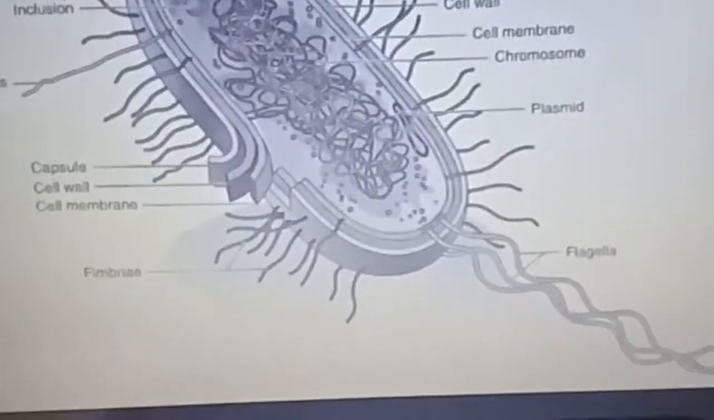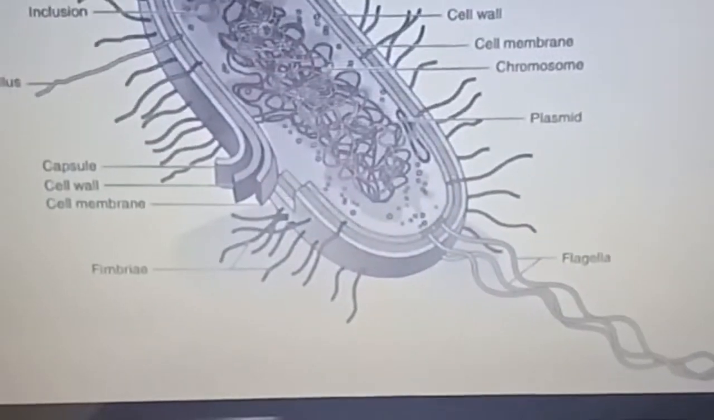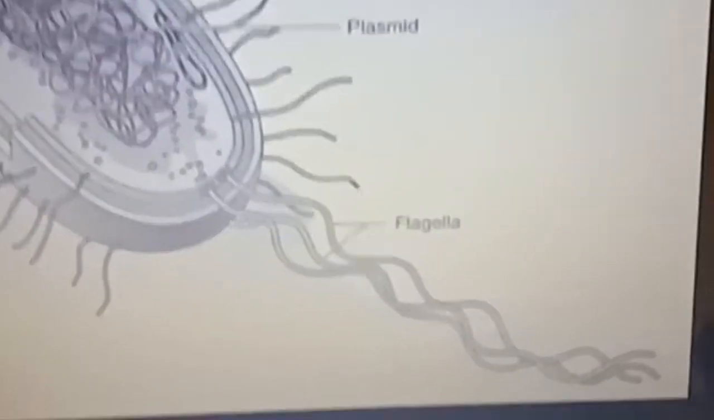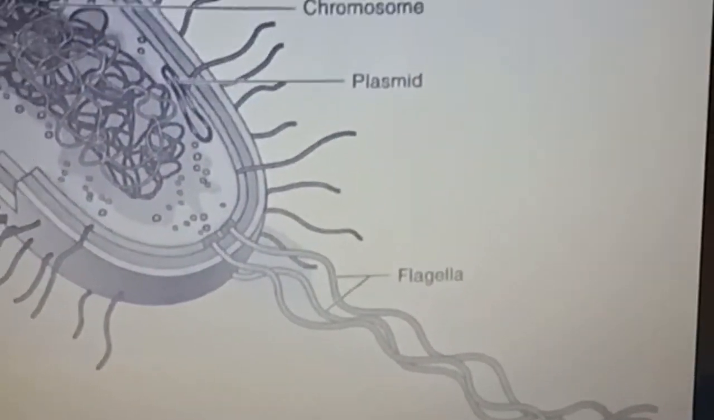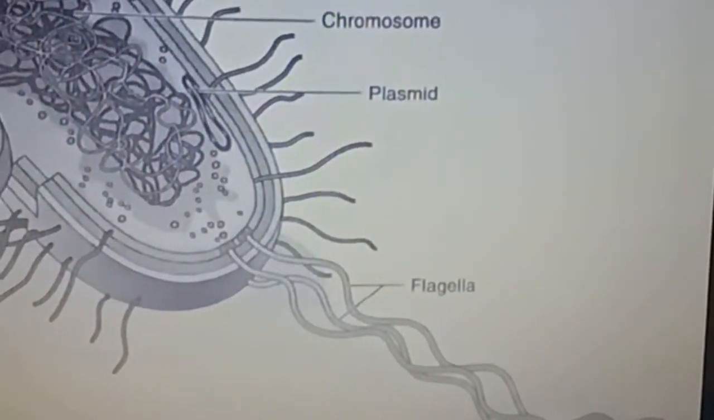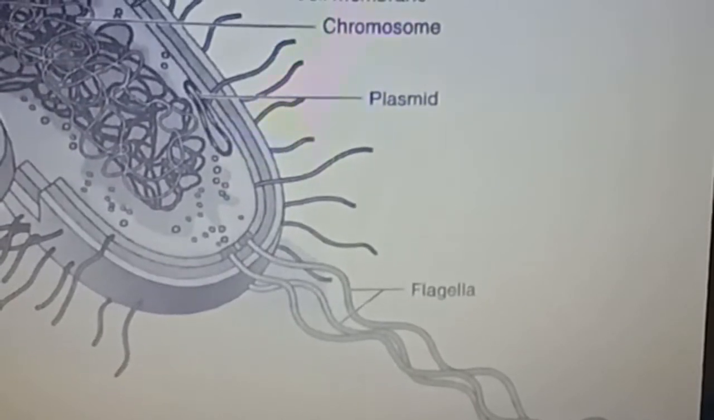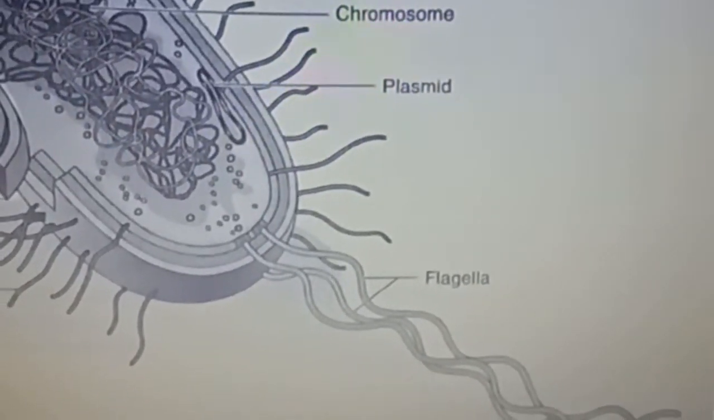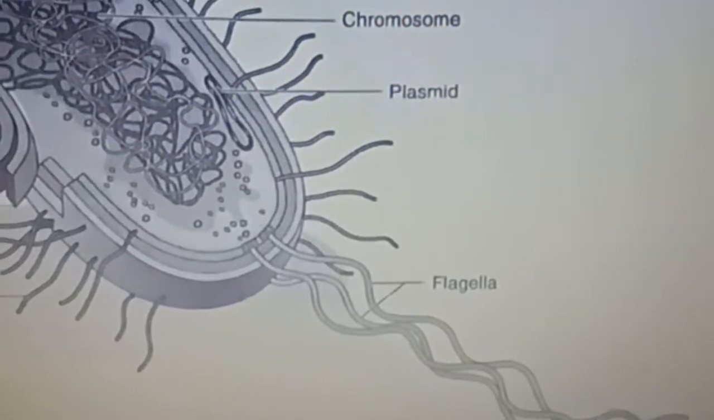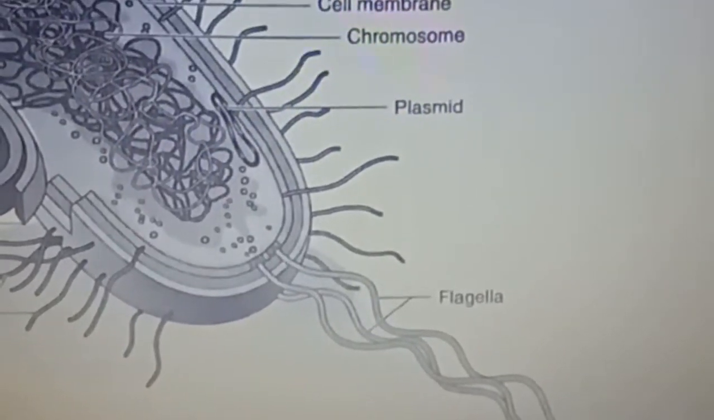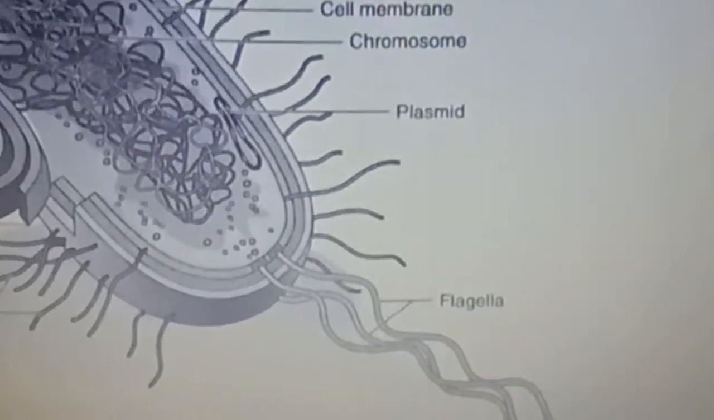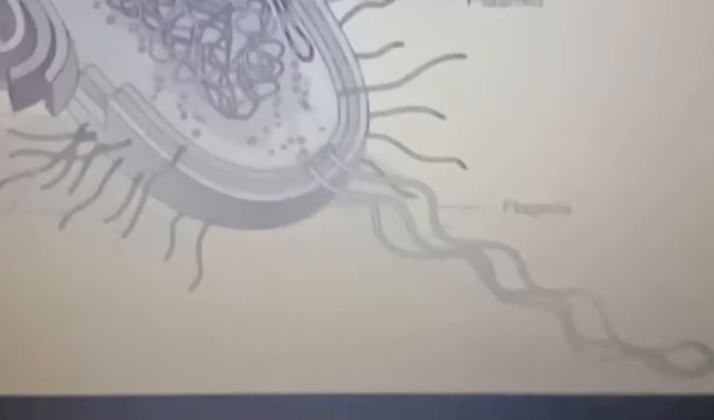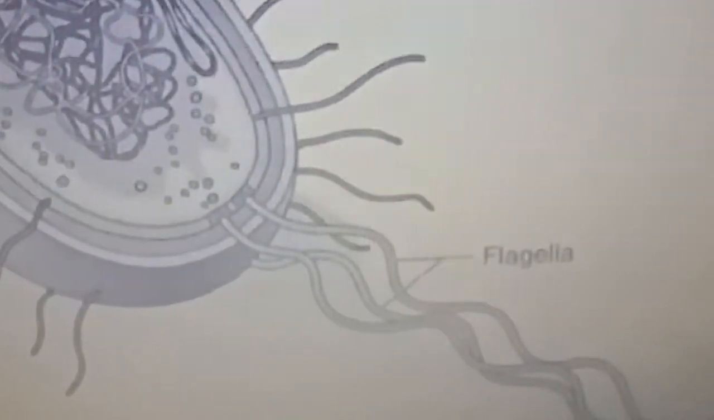Let's go through the parts of the prokaryotic cell. First we have the flagella. The flagella are referred to as organelles of locomotion or cell movement. They are thread-like protein appendages that enable bacteria to move. This is the flagella.